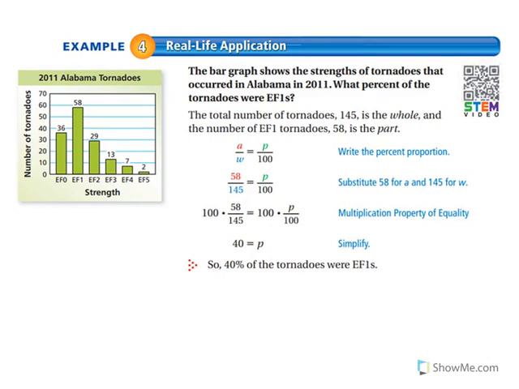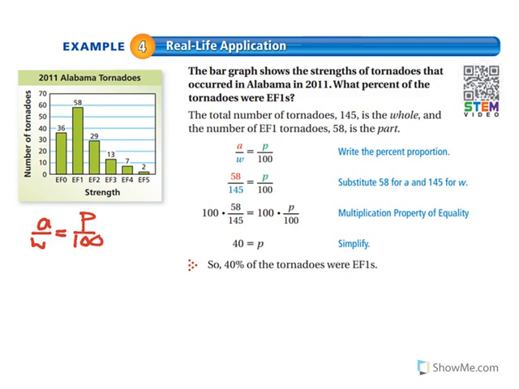It says the bar graph shows the strengths of tornadoes that occurred in Alabama in 2011. What percent of the tornadoes were EF1s? So again, we're going to use the part over whole equals percent over 100. We're going to use this as our proportion and follow it. I think it works much easier. You don't see the very clear is, the very clear of, and the very clear percent, all three of these parts, to use my formula. So this makes the part over whole equals percent over 100 formula much easier to use.